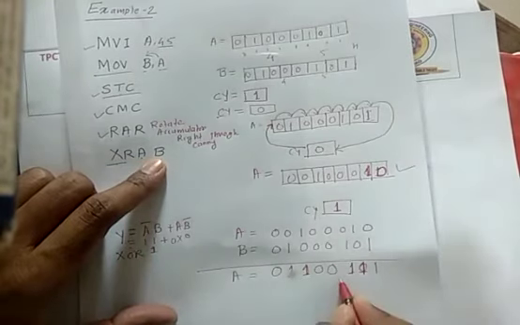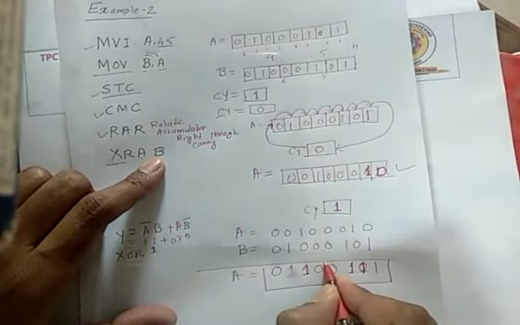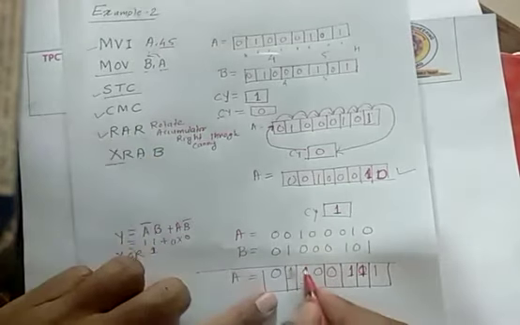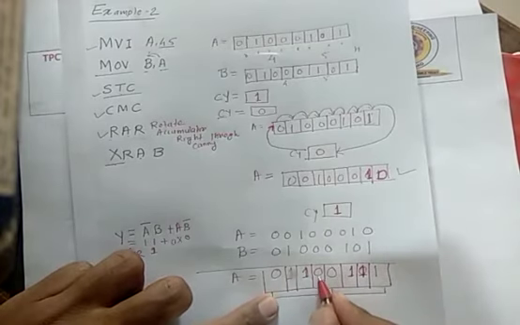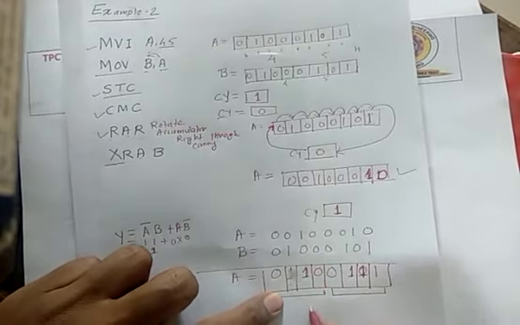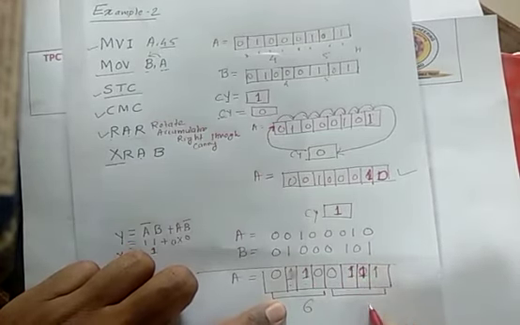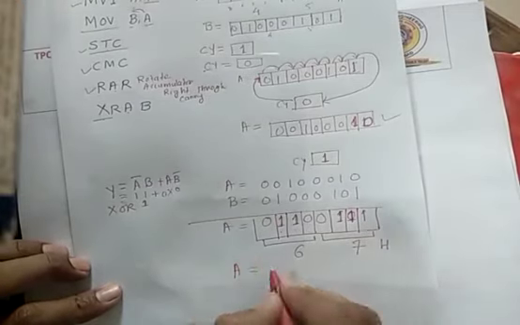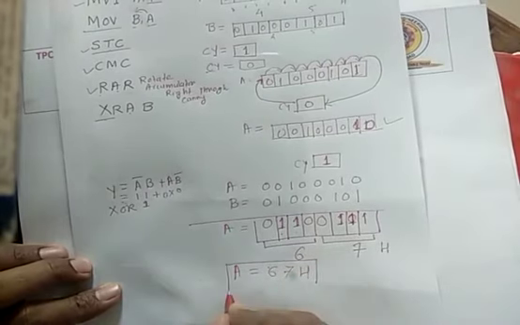So this is the accumulator content after the execution of XRA B. What is this accumulator content in hexadecimal form? The first 4 bits have weights 1 2 4, so 4 plus 2 is 6. And the LSB nibble has 1 1 1, so this is 7. So this is 67H. After the execution of the last instruction, XRA, the accumulator content is 67H.